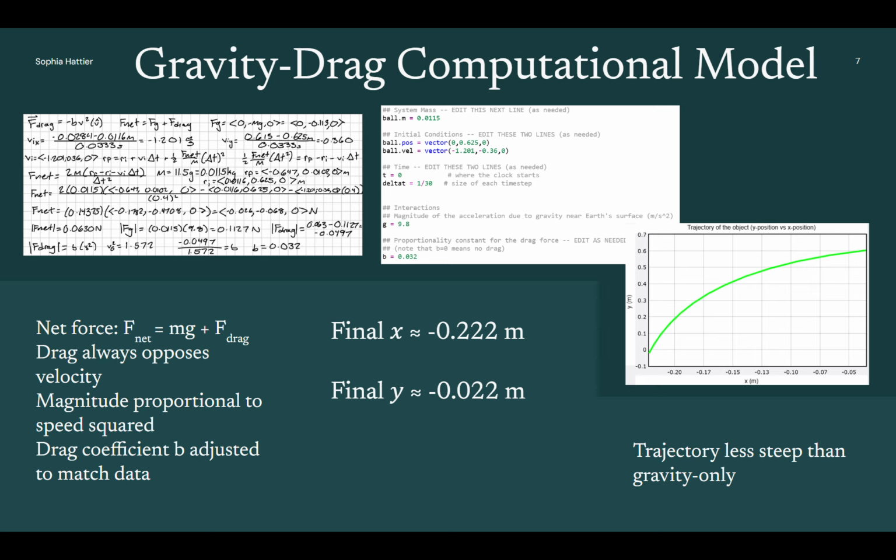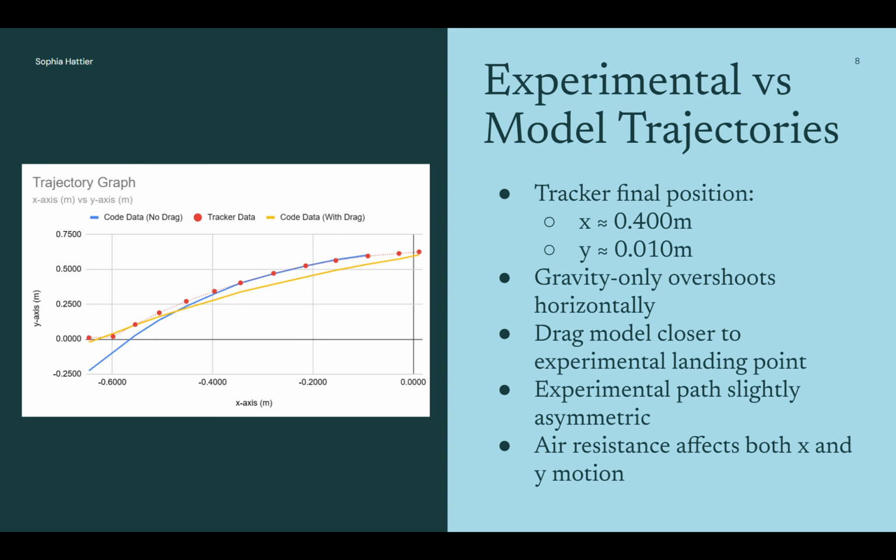Experimental versus model trajectories. On the graph to the left, the yellow line is the with-drag model, the blue line is no drag, and the red dots are the Tracker data. Tracker final position was x equals 0.4 and y equals 0.01, both in meters. The gravity-only model overshoots horizontally and vertically. The drag model is closer to the experimental landing point. The experimental path is slightly asymmetric, and air resistance affects both x and y motion.